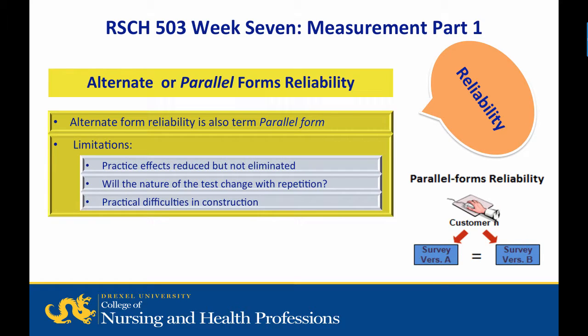A third means of determining the reliability of an instrument or test is called parallel forms reliability. The 2 parallel forms of the test or instrument must meet the same test specifications, number of items, etc., as well as the same testing conditions. Pearson's R is then computed using scores on the parallel forms. The limitations of alternate forms reliability are: 1. Practice effects are reduced but not eliminated. 2. Will the nature of the test change with repetition? And 3. There are practical difficulties in construction of parallel forms.